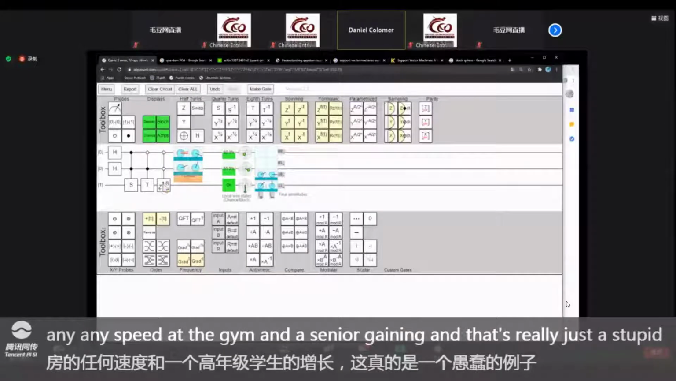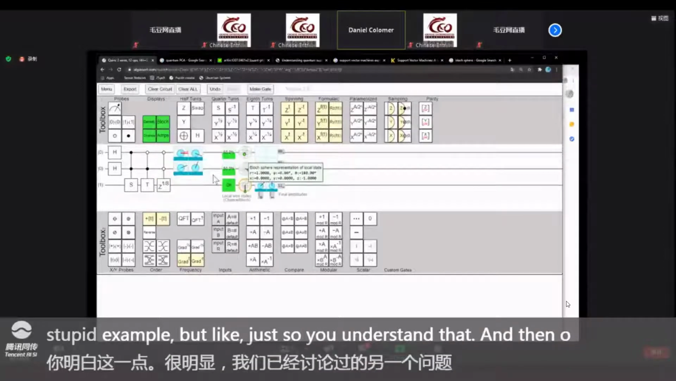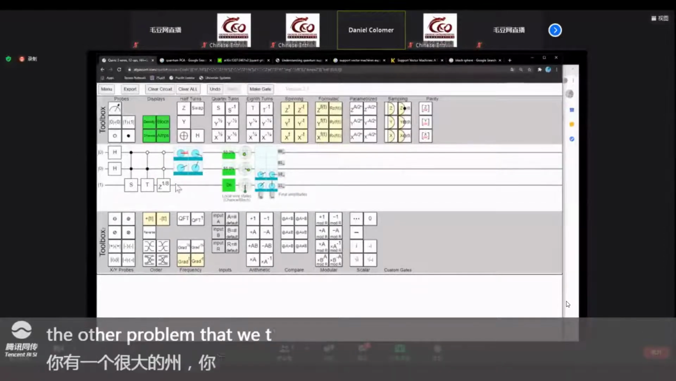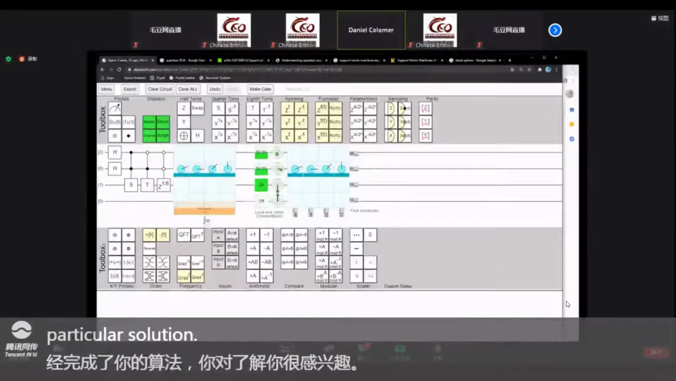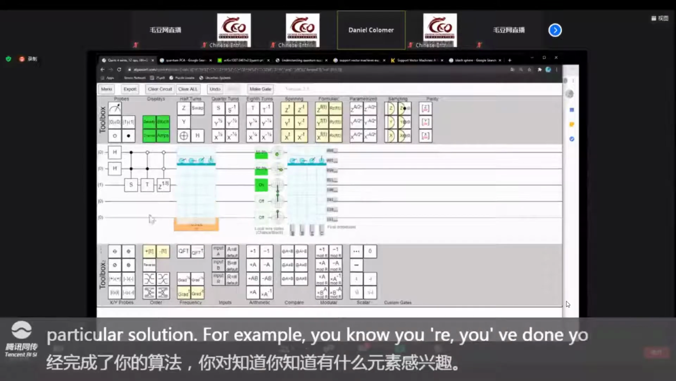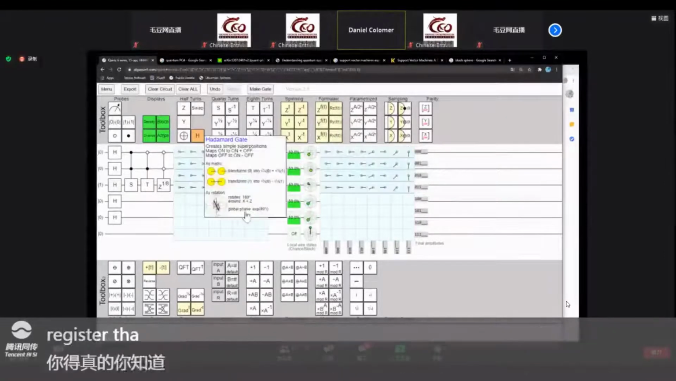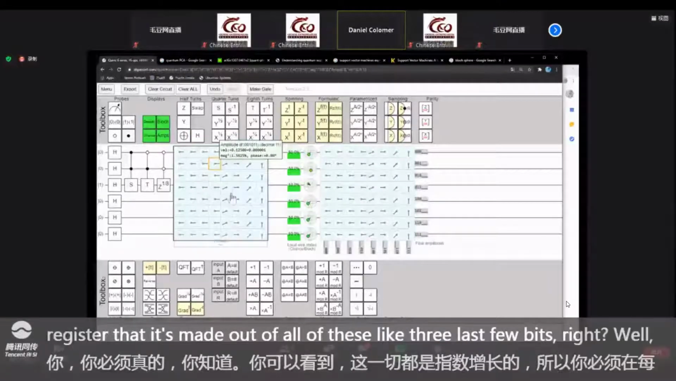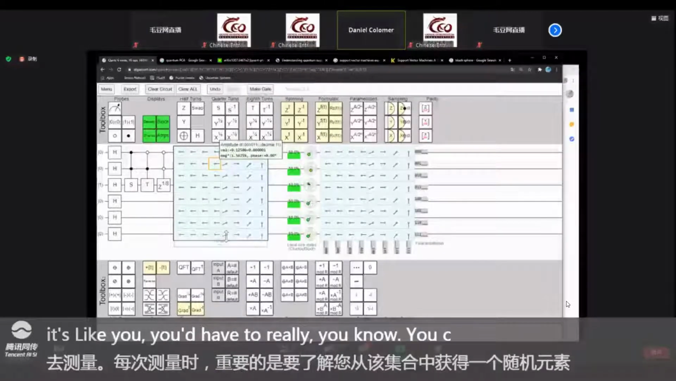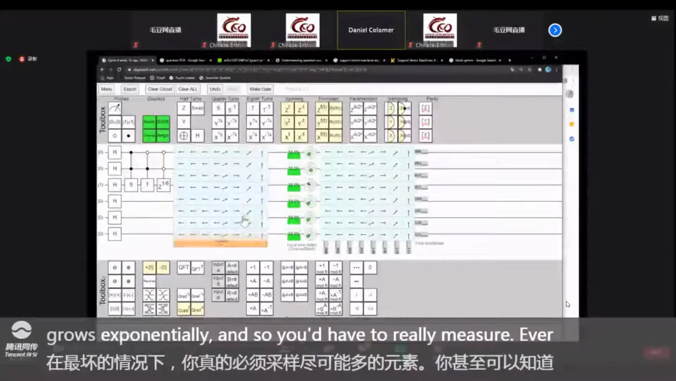And then obviously the other problem that we talked about already is the output problem, right? If you have a huge state and you're only interested in one particular solution, for example, you've done your algorithm and you're interested in knowing what's the element that has the biggest number in the upper register made out of these last 3 qubits, you would have to really measure. Every time you measure, it's important to understand that you get a random element from this collection. So in the worst case scenario, you really have to sample as many times as there are elements for you to even know whether there's a solution to your problem that you can read.